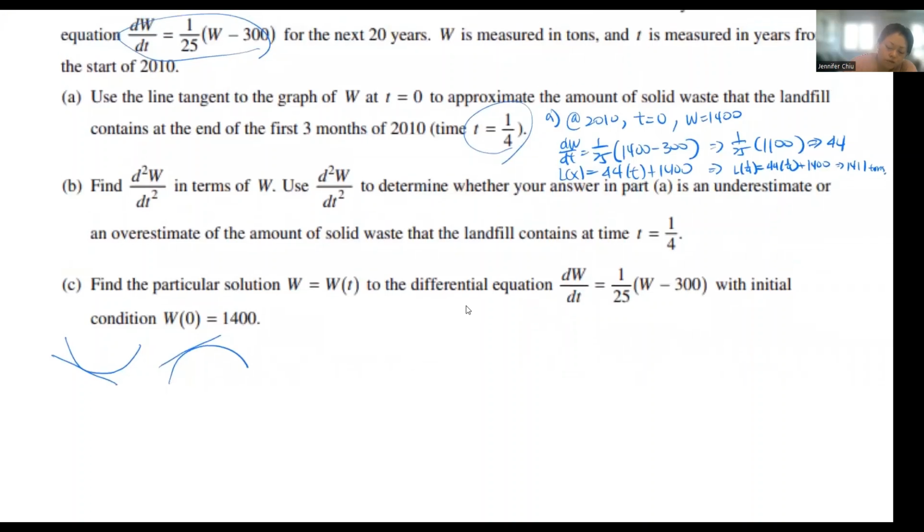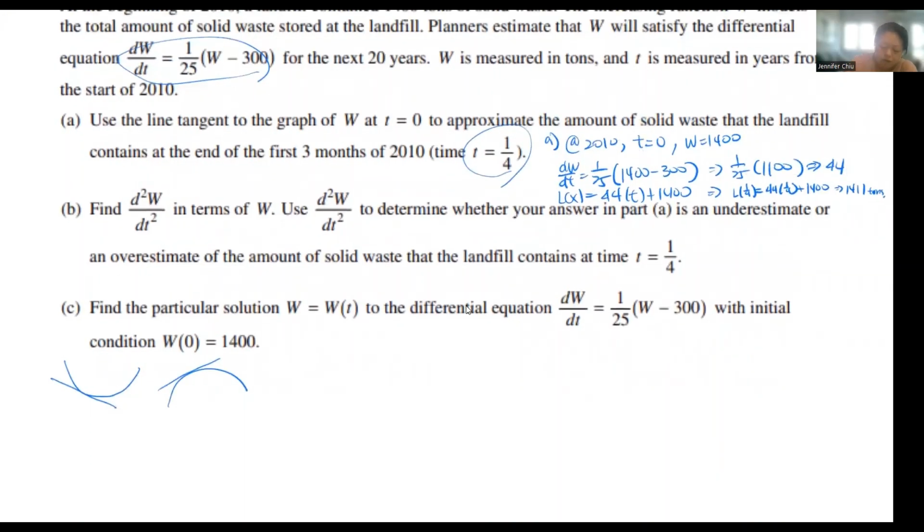So let's take the second derivative of my first derivative. Your second derivative here is d squared W over dt squared, coefficient 1 over 25, W minus 300, so then that would be W prime, and then minus 300 is gone, right? So don't forget, you need to plug your W prime back into this equation because you don't want to have a prime in your answer. So that would be 1 over 25 times another 1 over 25, 1 over 625 times W minus 300 is my second derivative, right?